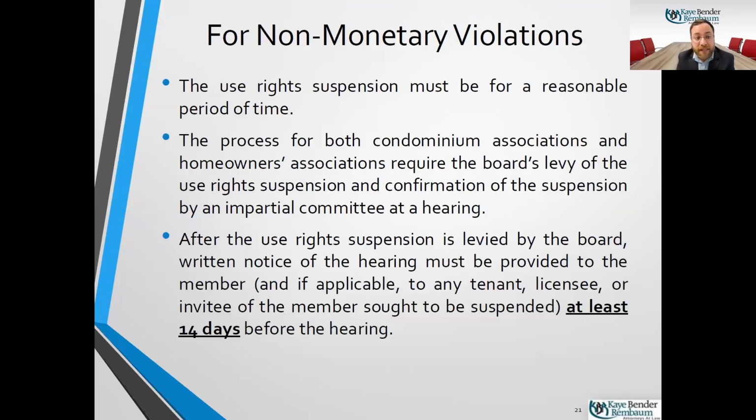Now, for non-monetary violations, just for violation of the rules, if instead of fining you want to suspend, it's the exact same process for the fining committee. The fining committee does the same exact thing. They would approve or reject the suspension and the length of time of the suspension. If approved, it would go into effect and the same notice is sent to the owner. If it's rejected, well, that's the end.